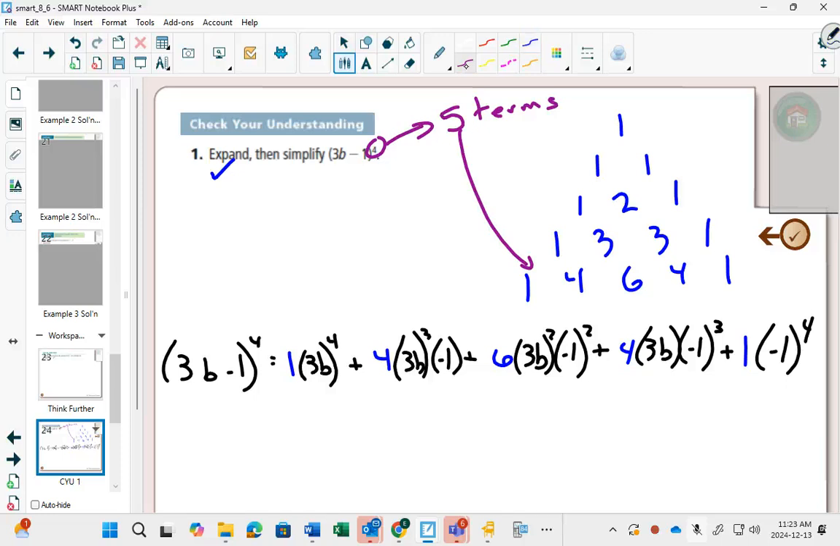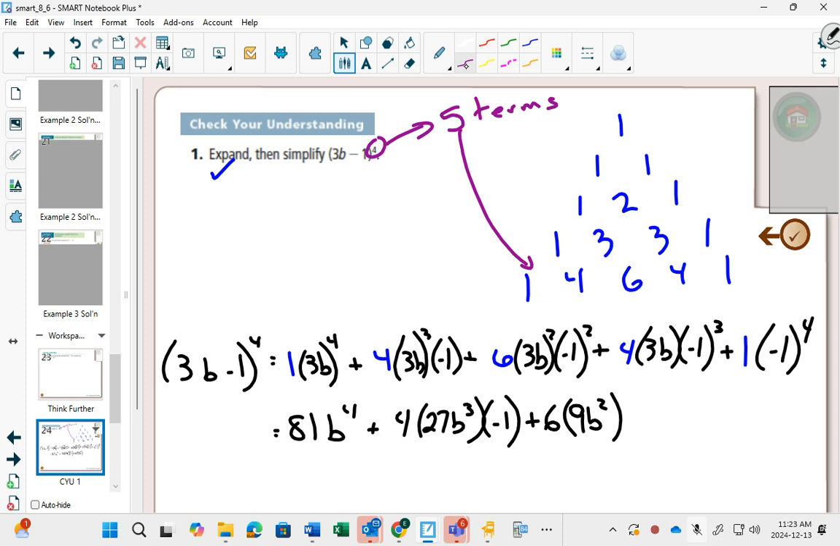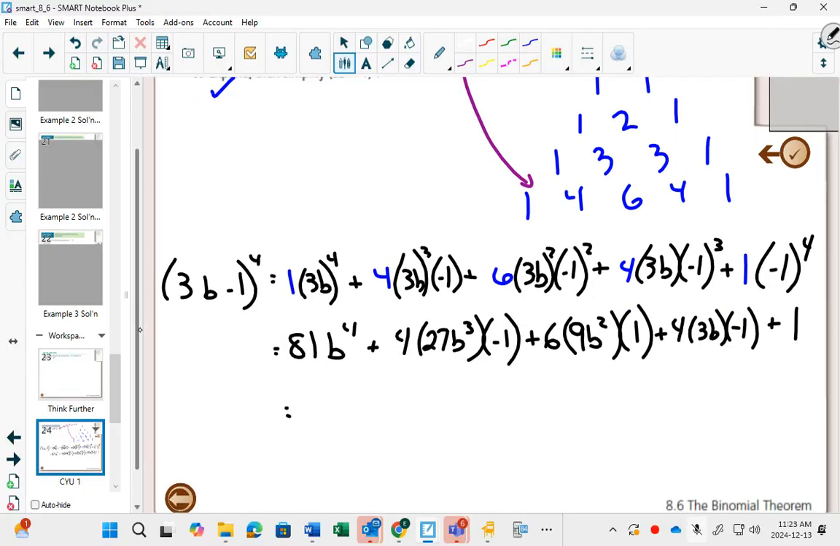Okay, so I'll do all my exponents first. The 1 doesn't matter, but 3 to the 4, that'll be 81b to the 4 plus 4, I'll do the exponent first, this will be 27b cubed, still times a negative 1, plus 6. This will be 9b squared, and negative 1 squared will be positive 1, plus, this will be negative 1 cubed, negative 1, plus, and negative 1 to the 4th will be plus 1. So I just did my exponents first. If you want to do more mental math and skip a step, that's okay, as long as you don't make mistakes.